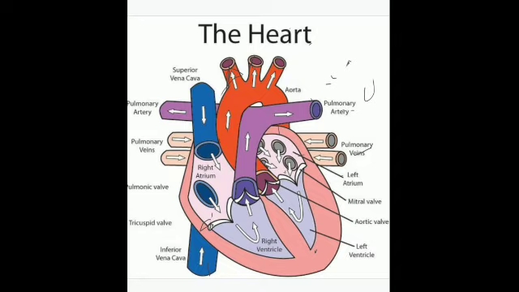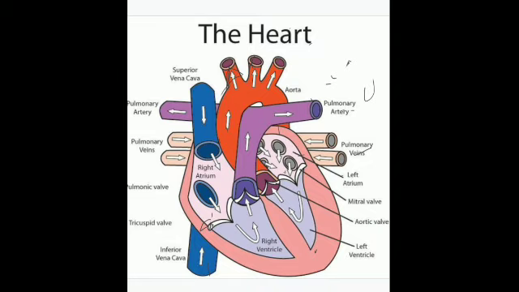Now the contraction of the atria is followed by the contraction of the ventricles, and the relaxation of the atria is followed by the relaxation of the ventricles. Is that clear? So contraction and relaxation take place in a rhythmic manner. After a particular interval of time, they repeat themselves, together for atria and together for ventricles. Now this type of circulation is called double circulation.